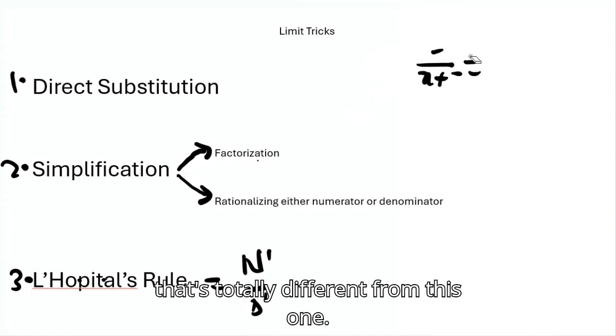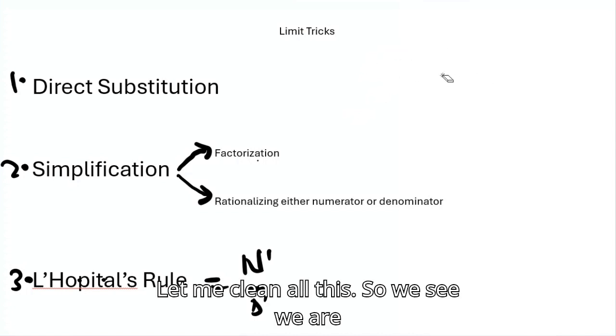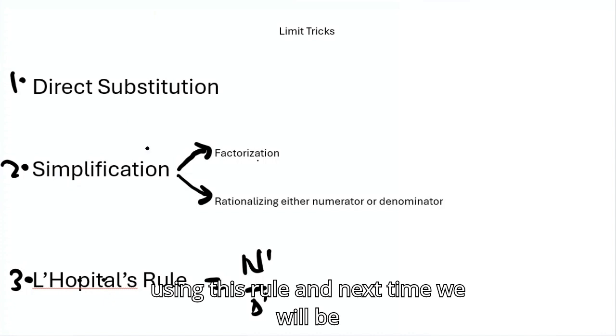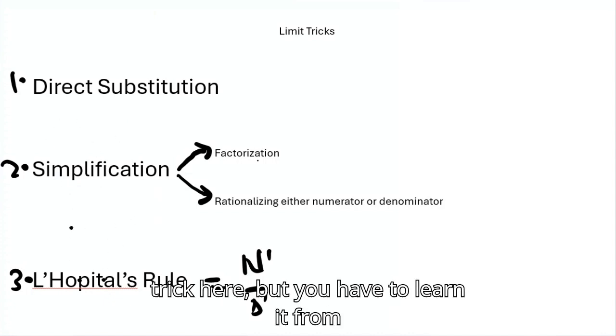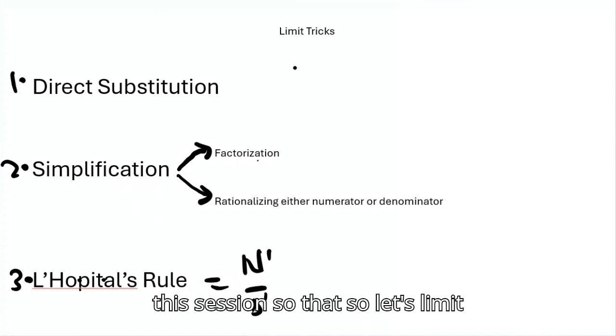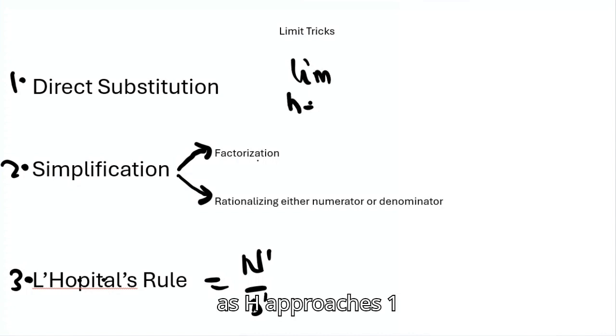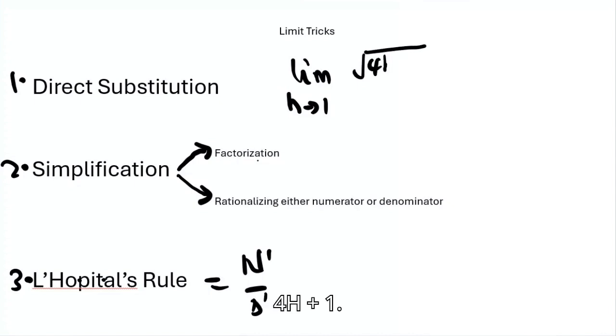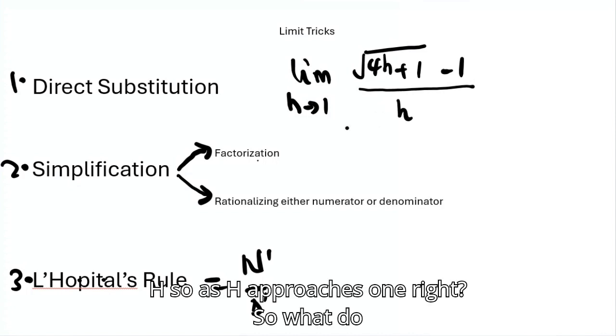That's totally different from this one. Let me clean all this. So we see we are using this rule, and next time we will be solving examples. We will not have the trick here, but you have to learn it from this session. So let's say the limit as h approaches 1 of the square root of 4h plus 1 minus 1, all over h.